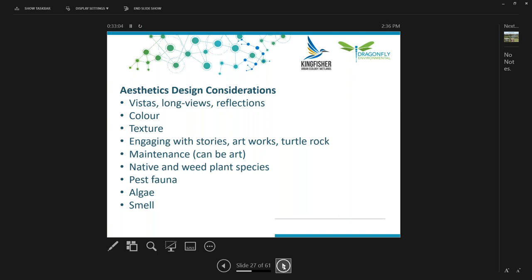Now, when I've said maintenance can be art, I don't have a photo in this presentation, but I'll describe it briefly. There's a wetland that has a really good bypass for the high flows to come down. However, it's a nice concrete flat piece that sits above the water, and it's a total favoured place for wetland birds to sit. And all they do, but not all they do, but a key thing they do when they sit is poo. And poo and poo and poo.